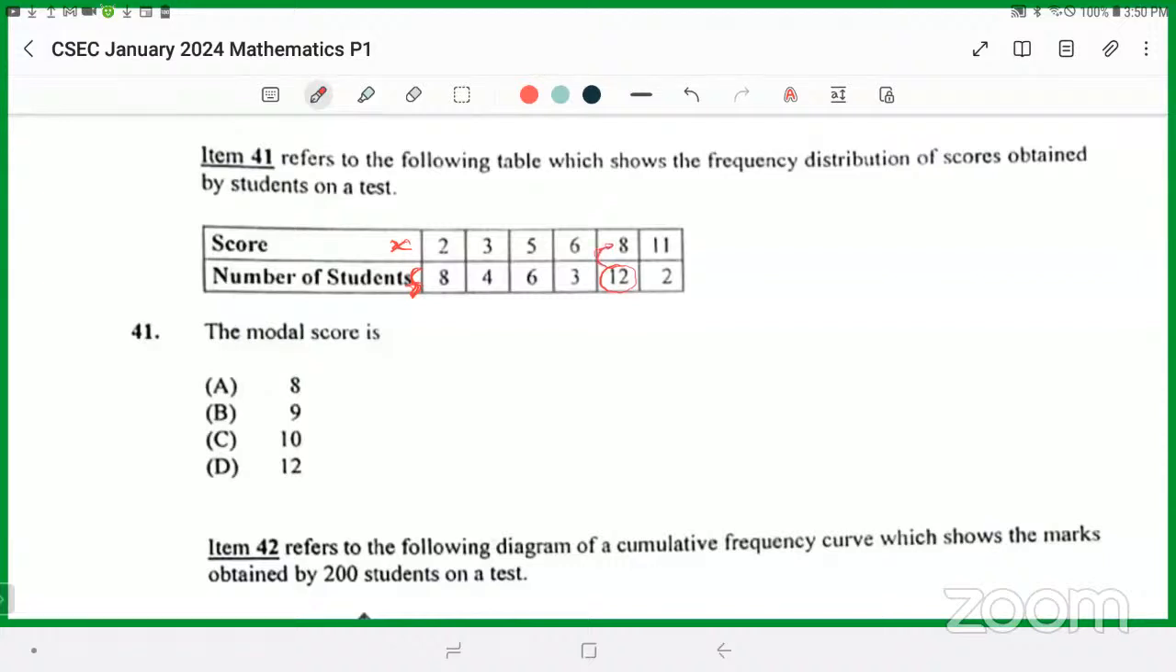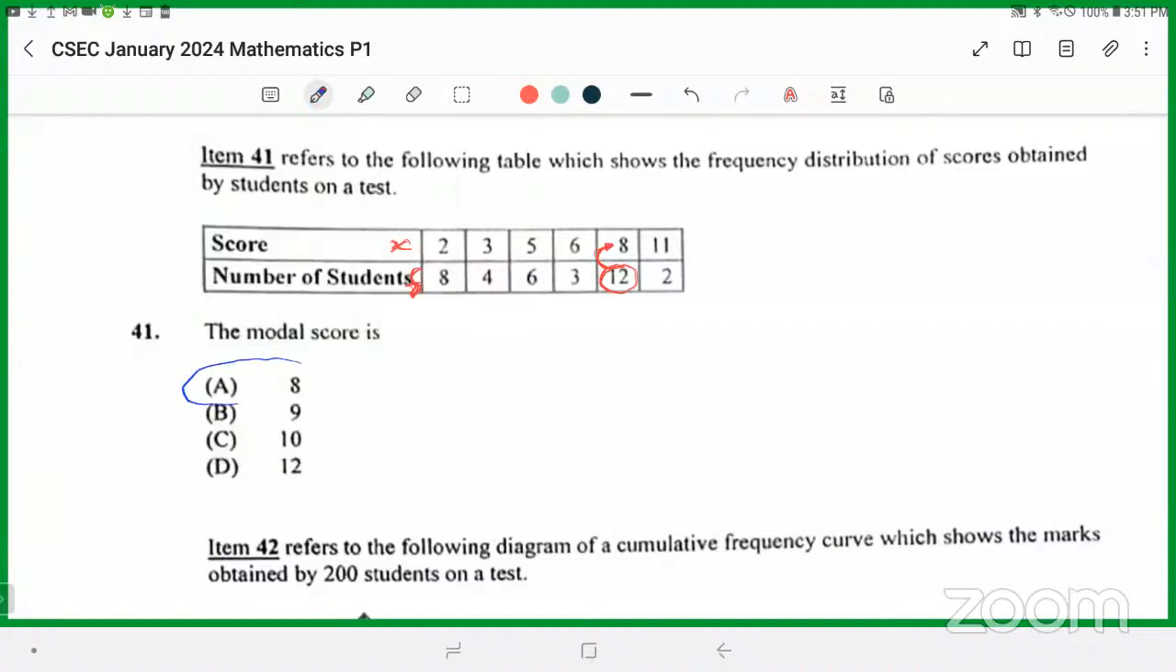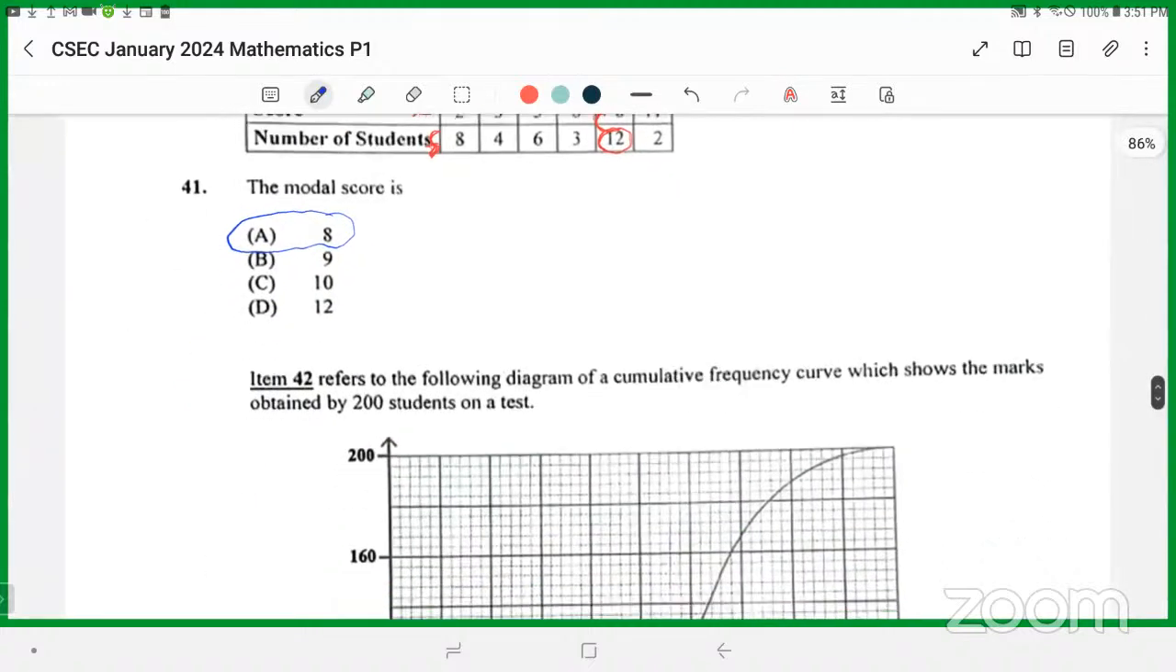Don't put 12 as a mode. Mode is not a frequency, it's a score that matches the highest frequency. So that says 8. Don't go put in 12. The mode is a score, not a frequency. Median is a score, mode is a score. Mean, mode, median are our scores, not frequency values. So the modal score is 8.